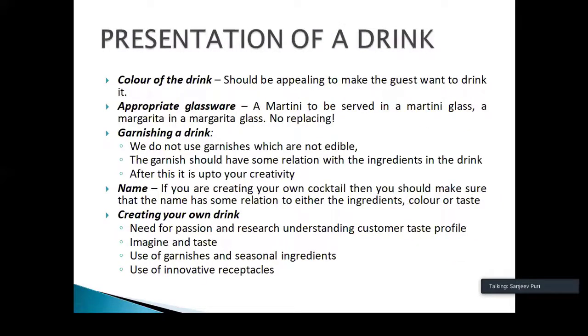See, if you are able to make any beverage, any cocktail, if the presentation is not right, you will not be able to give a standardized and an appealing drink that is going to be sold. So when we're talking of the presentation of the drinks, the following things should be kept in mind. One is the color of the drink should be appealing to make the guest want to drink. Appropriate glassware. Martini is to be served in a martini glass. It can't be served in, let's say, an old-fashioned or a margarita glass. The glassware has to be standardized.